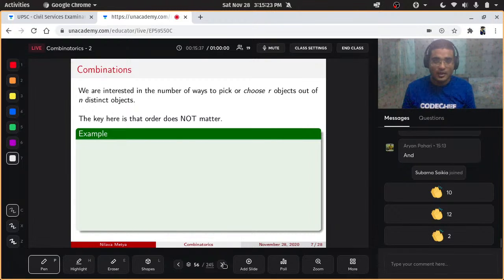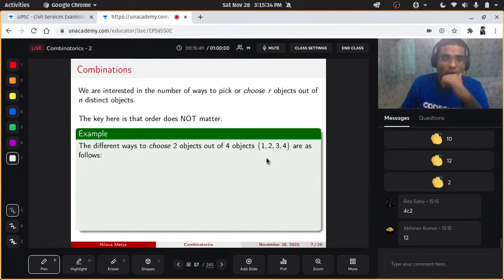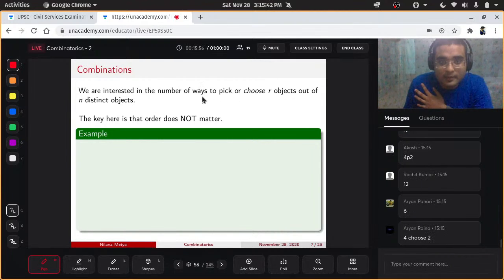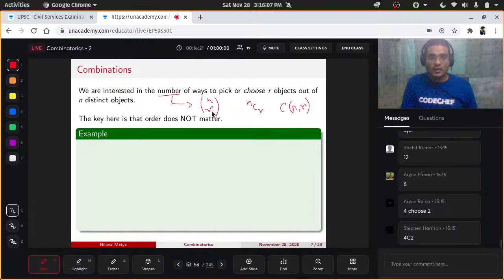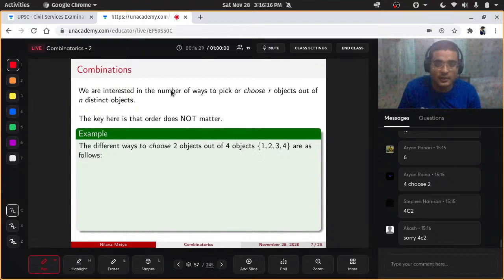So let's look at an example. What if I ask you to choose 2 objects out of 4 objects? How many ways are there? Can you comment your answers? All right, so let me write this down, that this number is denoted by nCr. It is also written as a subscript, and also written C of n comma r. All of these are notations. So by the notation, it is 4C2.